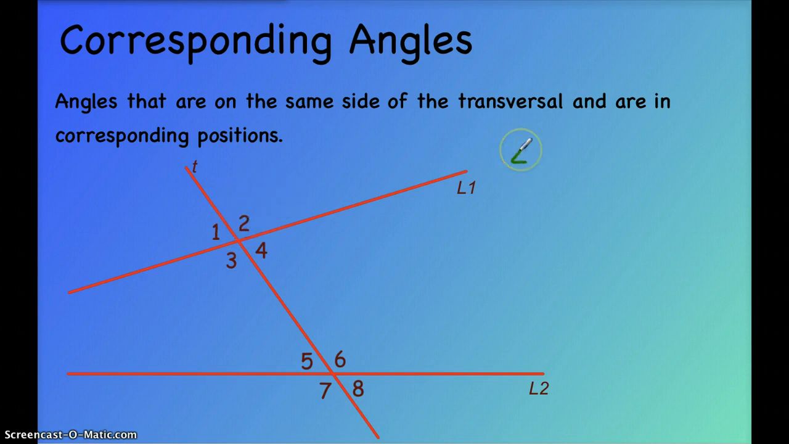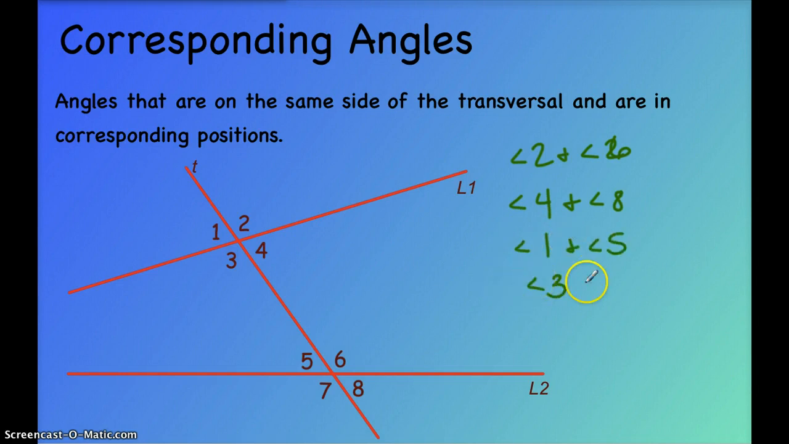So angle 2 and angle 6 are both on the right side of the transversal, and they are both above line 1 and line 2 respectively. We could also look at angles 4 and 8. Those are on the bottom of line 1 and 2. You could look at angle 1 and angle 5, and angle 3 and angle 7. Those are all corresponding angles.